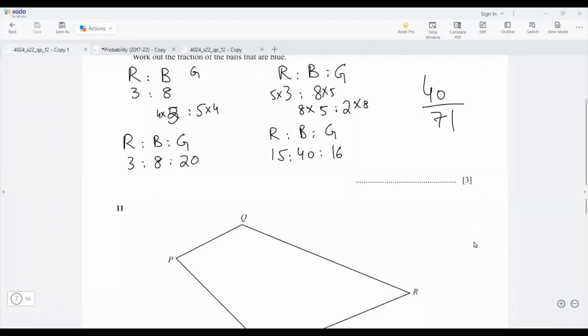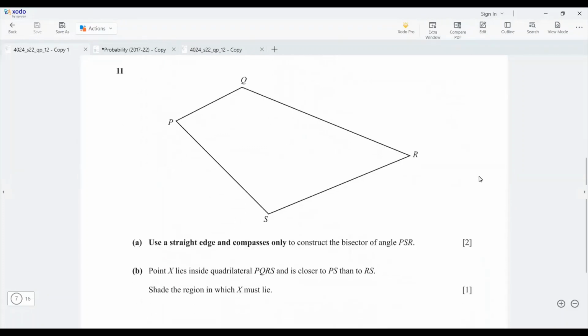Moving towards question number 11. In question number 11, what's to be done? They said use a straight edge and compasses only to construct the bisector of the angle PSR. Bisector of angle means that we have to draw an angle bisector of angle PSR. This is the angle, and we have to draw a bisector.